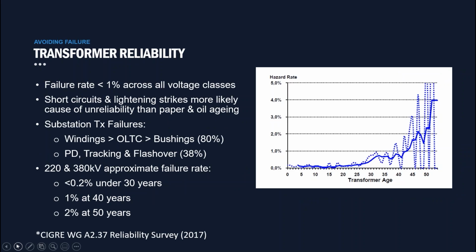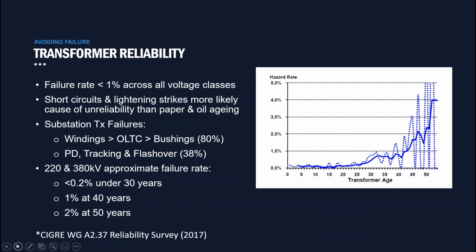I'll begin with transformer reliability. I've extracted some statistics from transformer reliability surveys. The 2 surveys I looked at had representation from 93,000 transformer operating years. And here are some key points. The failure rate is less than 1% across all voltage classes. So we know that they're reliable, but we also know that they fail occasionally.